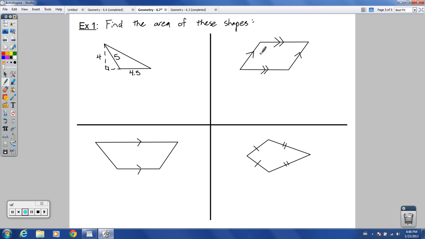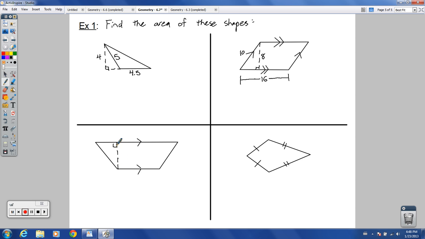Over here, I'm going to say the straight up and down height is 8. This one I'm not going to put units with. I'm going to say the whole thing from here to here is 16. And then this right here is 10. So from here to here is 10. That's what that's saying.